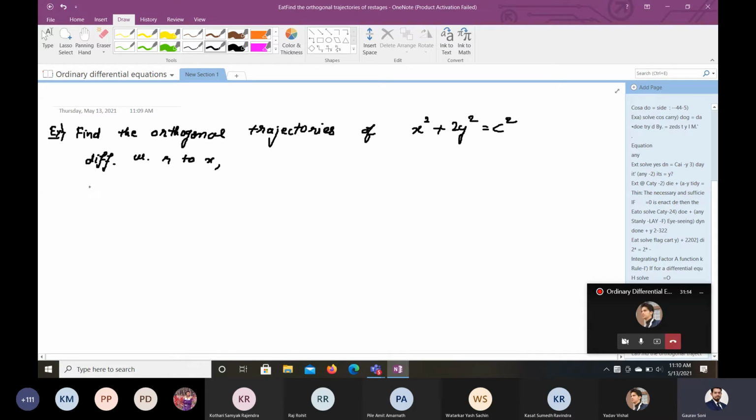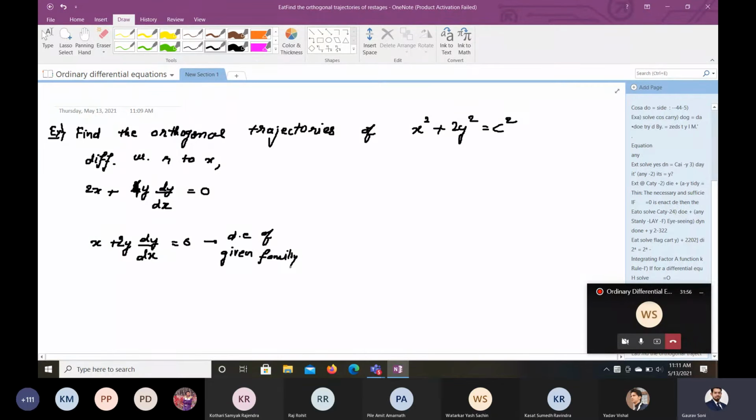What do we get? 2x plus 0. 2y, actually 4y, sorry, 4y dy by dx equal to 0, which I can write as x plus 2y dy by dx equal to 0. Look, the arbitrary constant is eliminated, so this is the differential equation. Sir, it will be 2y, right? Yes, 2y dy by dx. So this is the differential equation of the given family.